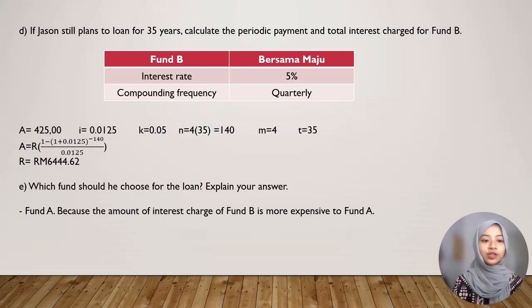Lastly, we're going to proceed to question 1E. Which fund should he choose for the loan? Explain your answer. He should choose Fund A because the amount of interest charged of Fund B is more expensive compared to Fund A.